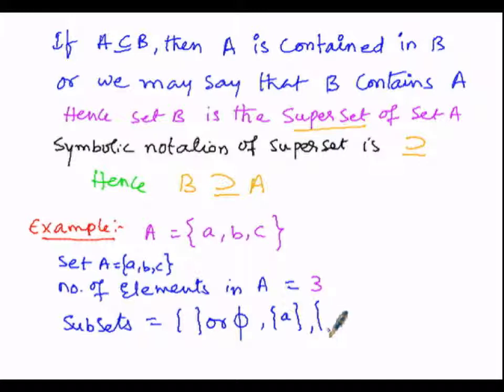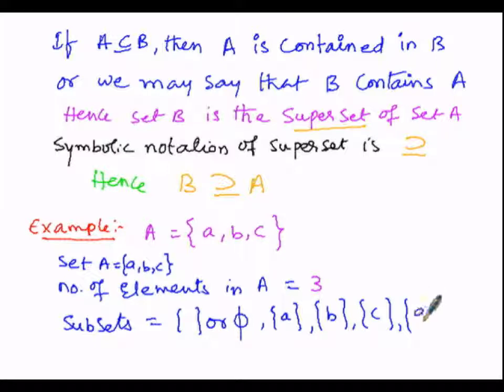Then one more subset is the set B. The set consisting of element B is also a subset of set A, because B is also present in set A. So this is also a subset of A. Now the set consisting of C. Element C is also present in set A, therefore the set consisting of C is also a subset of A.